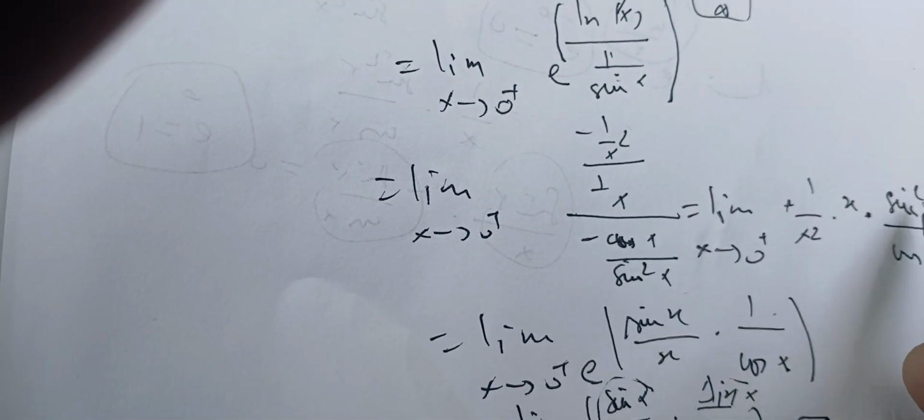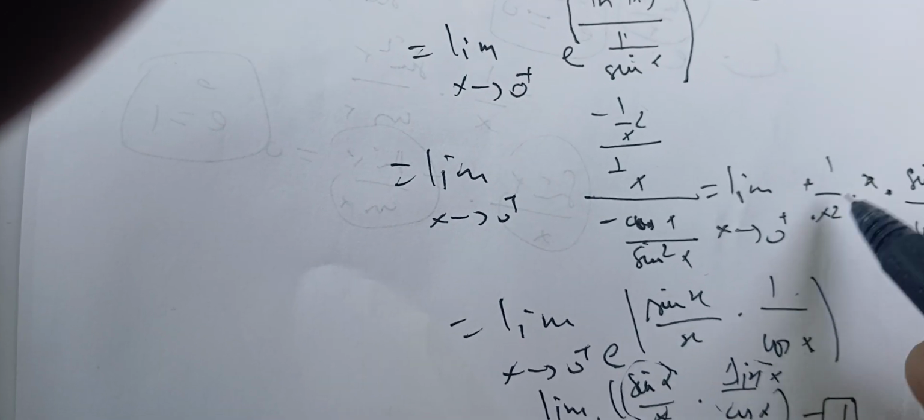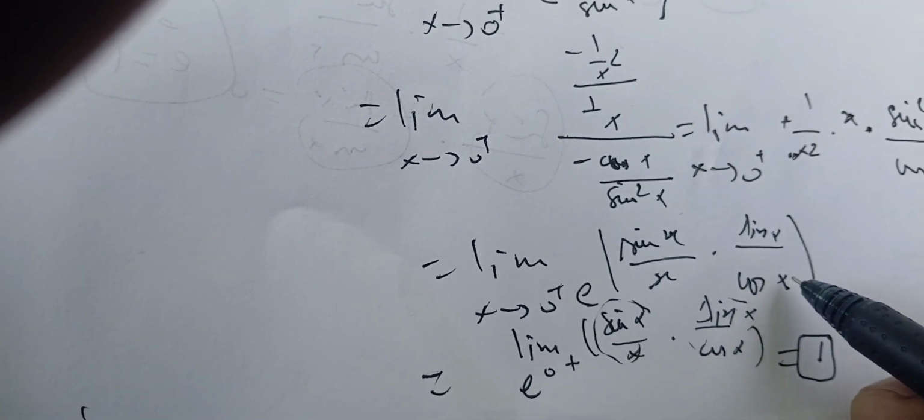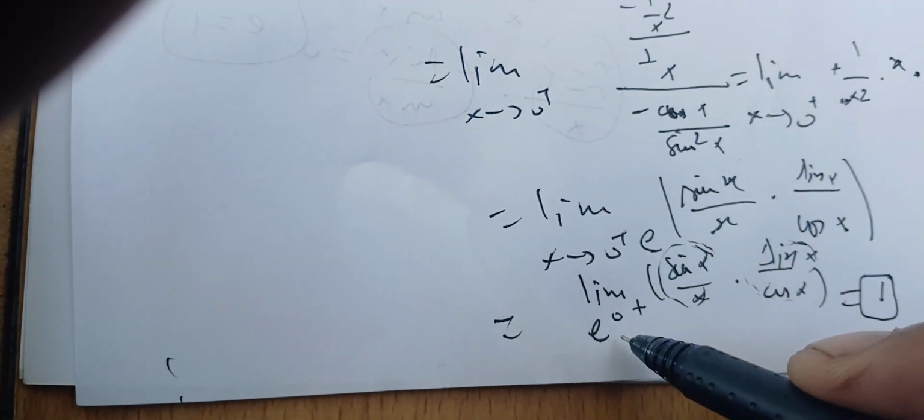So I have to split sine squared into sine of x over x. This x goes with this x, so I have sine of x over x, and I need sine x over cosine of x. This one is 1, we know this limit, and this one is 0. So we have 0 times 1, but e to 0 is just 1. Therefore, this limit is 1.